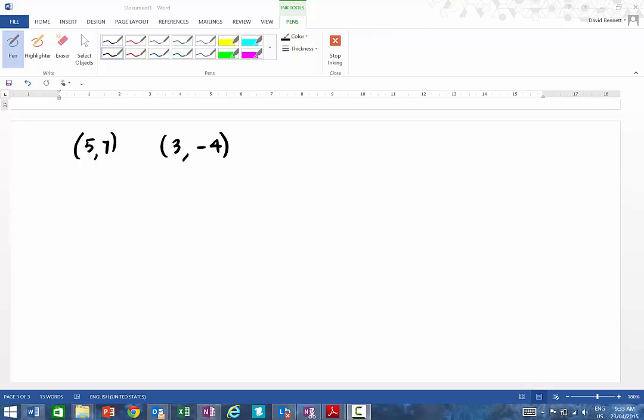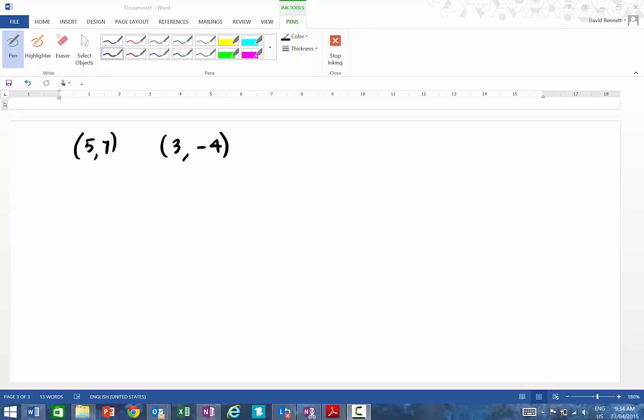You can find the equation of any line as long as you know a point that it goes through and the slope of the line. So sometimes you'll get given the slope, sometimes you have to find the slope. No matter what it is, you always need the slope of a line and you need a point, any point that it goes through, to actually find the equation. So let's have a go at this one here.